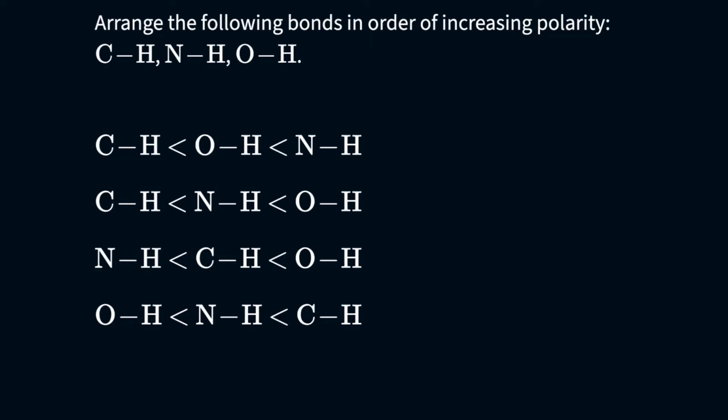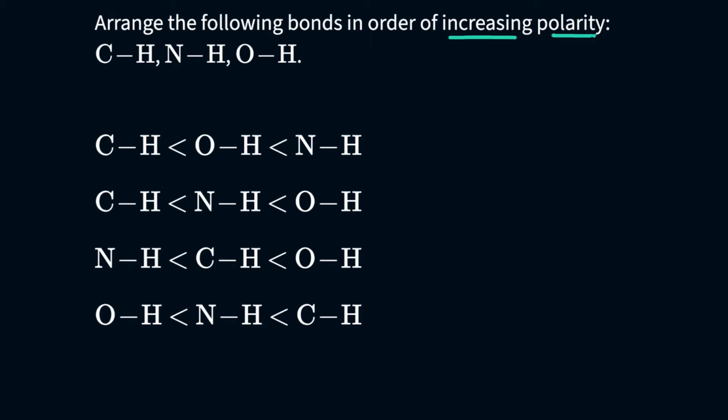Arrange the following bonds in order of increasing polarity. And then we have the bonds. We have a CH bond, we have an NH bond, and an OH bond. Okay, so in this case, we have to rearrange these bonds in terms of increasing polarity.